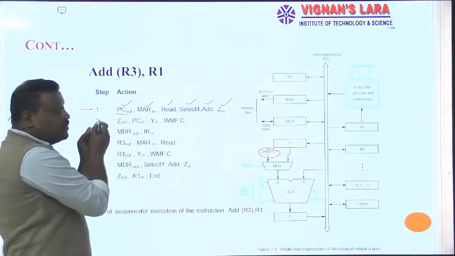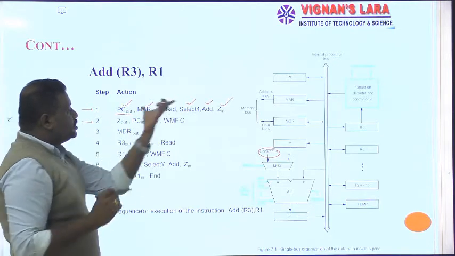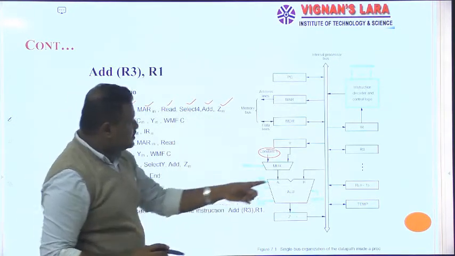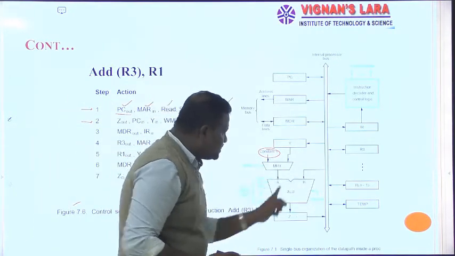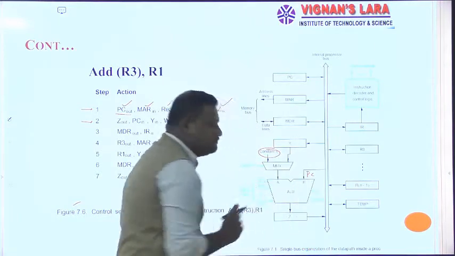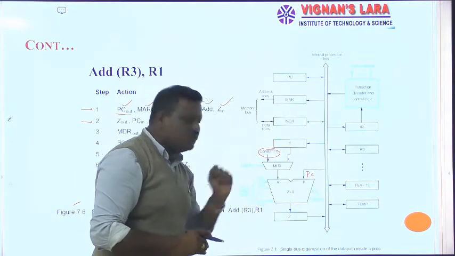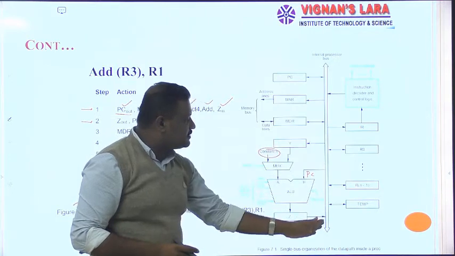So in that process I can go for step number 2. Here, through Y or through the bus I may receive the PC value. For example, here I receive the PC value from the bus like this.